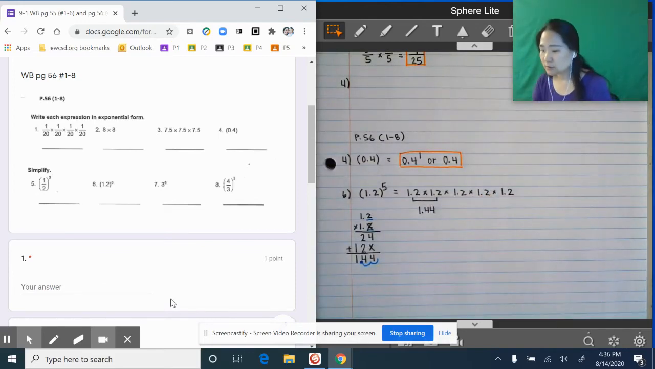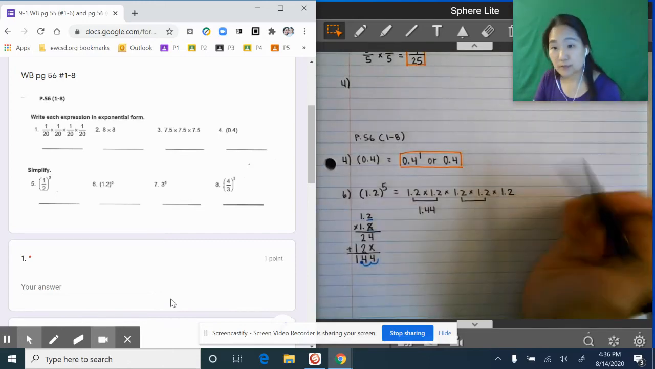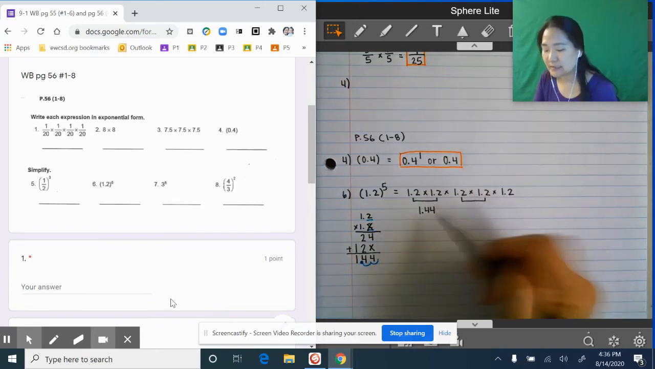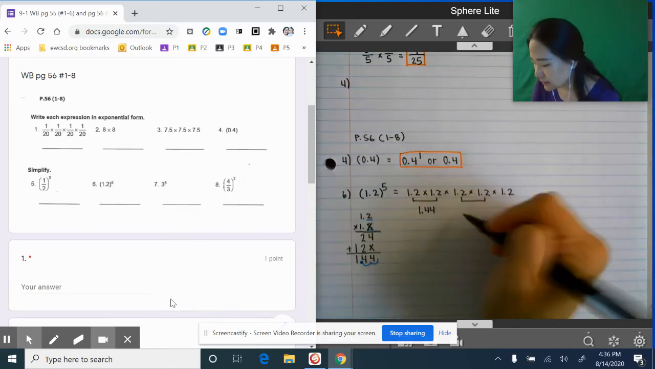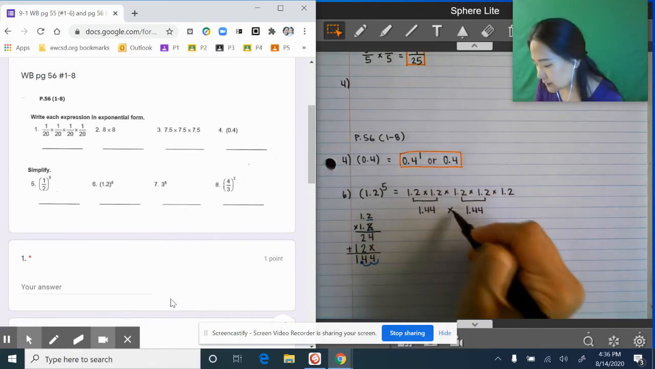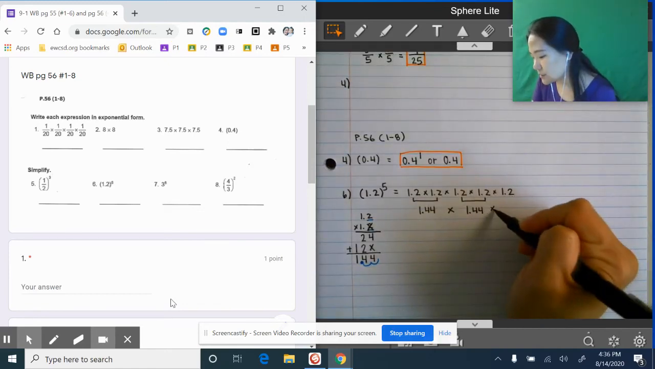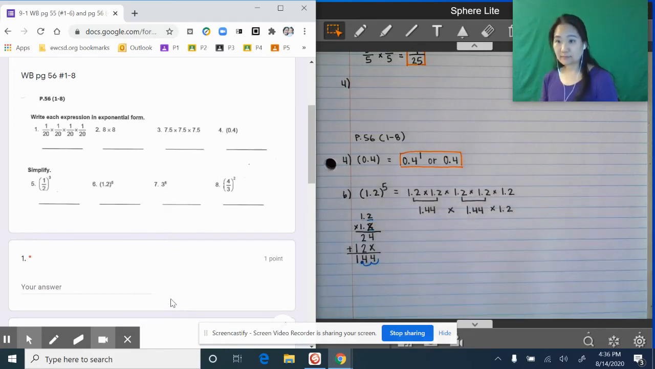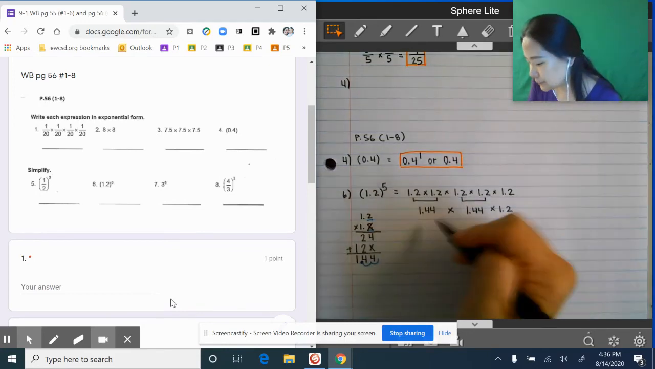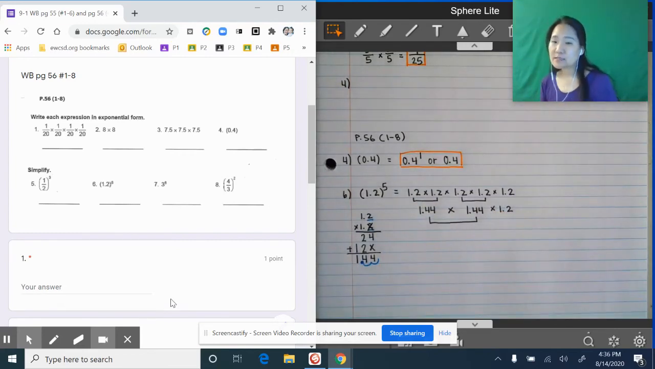So now instead of multiplying that by 1 and 2 tenths, what I'm going to do is group the next 2 numbers together, because then I know already that it is 1 and 44 hundredths. So I'm going to copy that down. And since I still need to multiply, I'm going to put a multiplication symbol. And I still have this one to bring down, so times 1 and 2 tenths. Now, I am going to do 1 and 44 hundredths times 1 and 44 hundredths. Some of you might be thinking, oh no, this is too challenging.